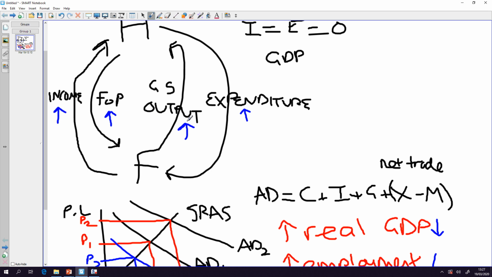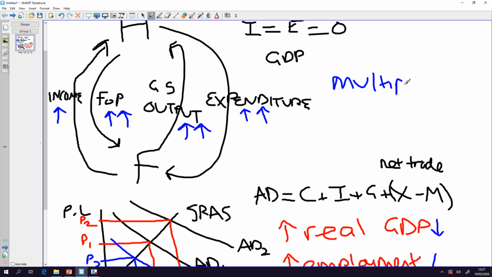And as incomes start to increase, households can again increase expenditure, which will create a further growth in demand for output, which would further increase demand for factors of production. This process is called the multiplier effect.